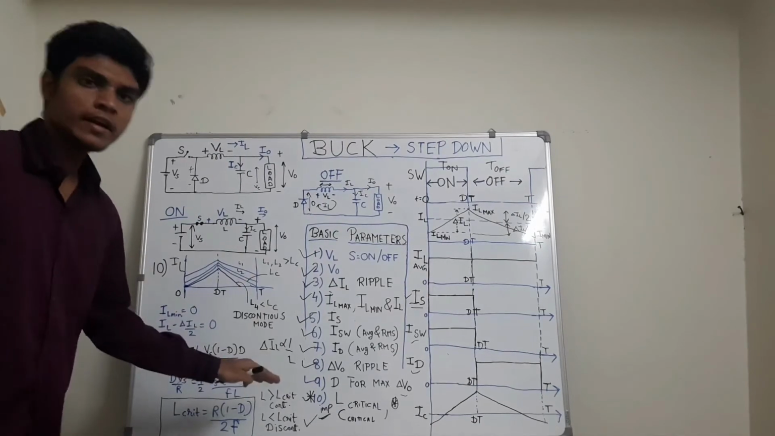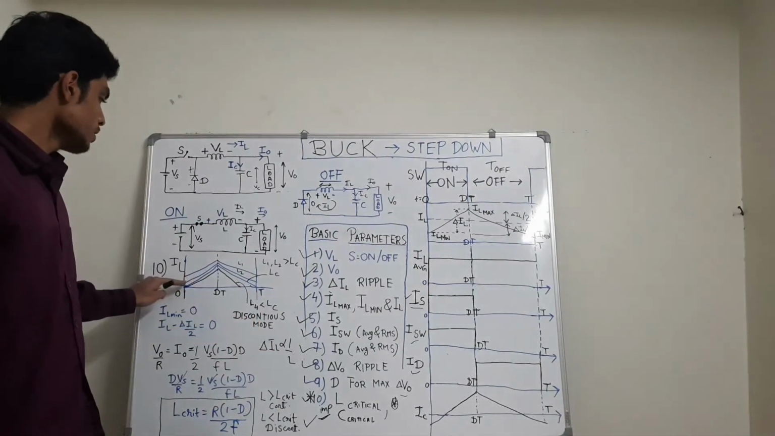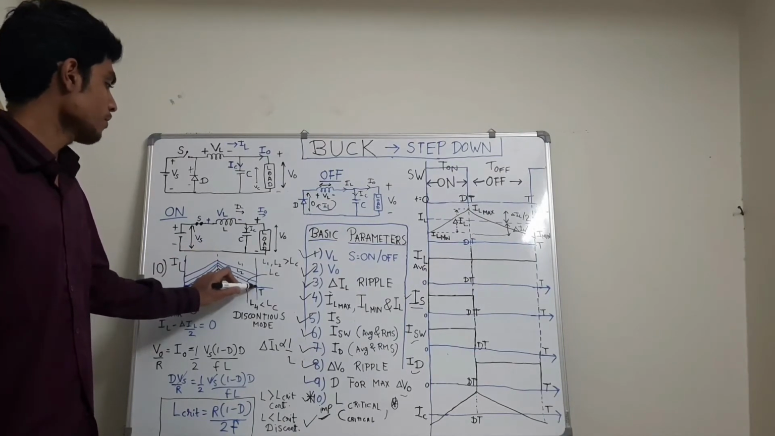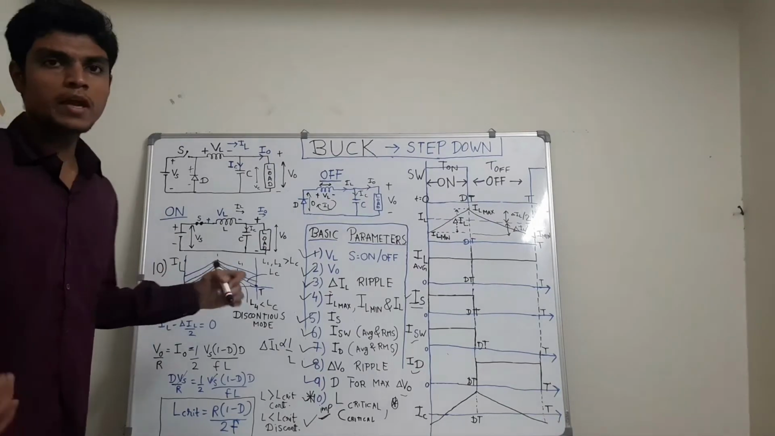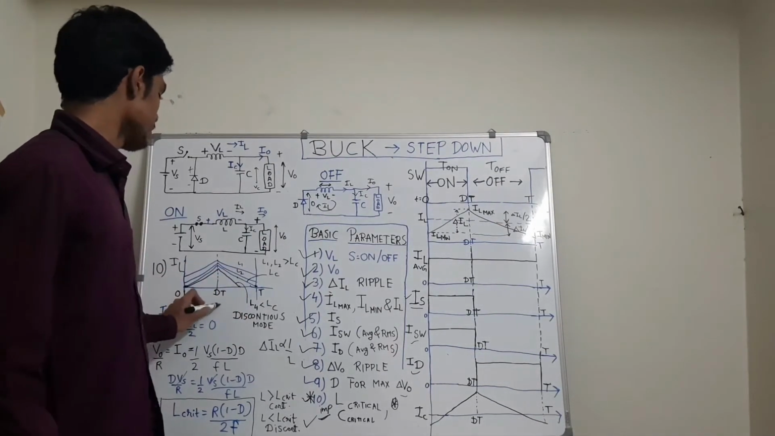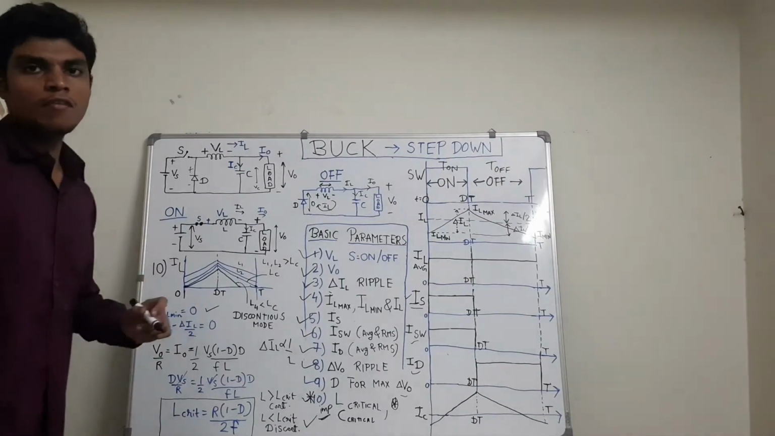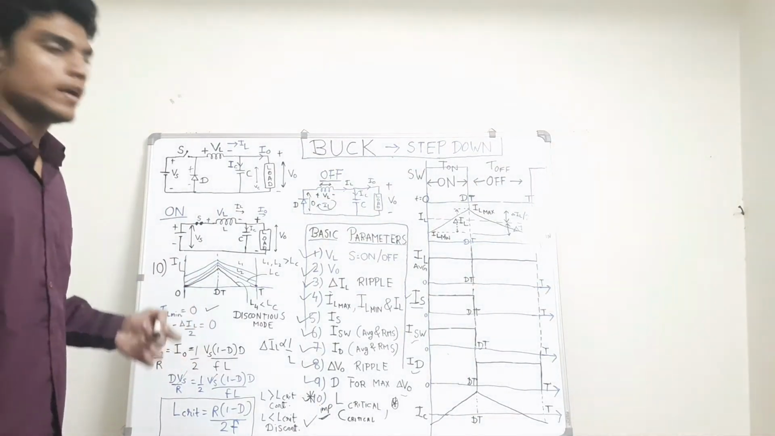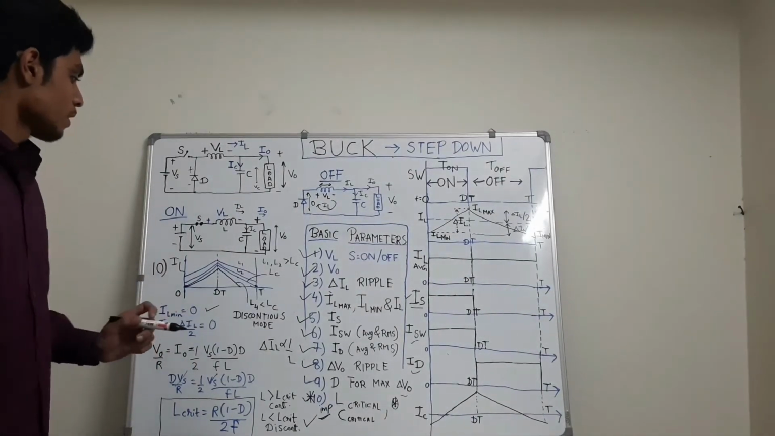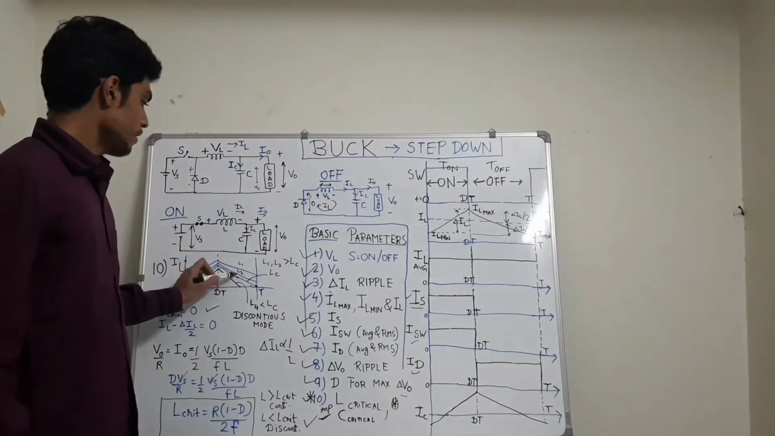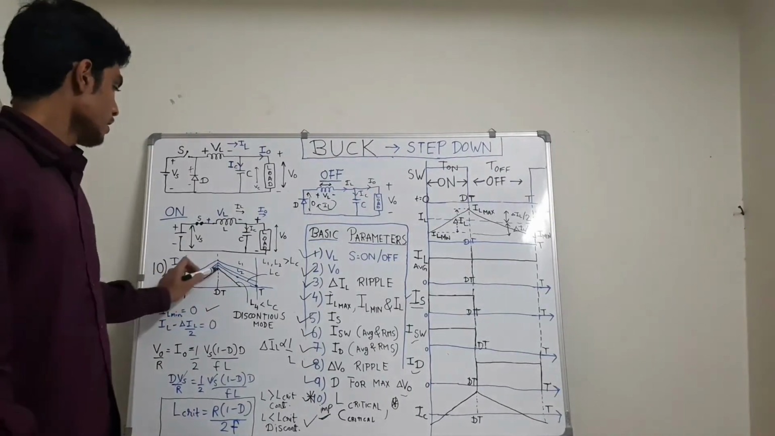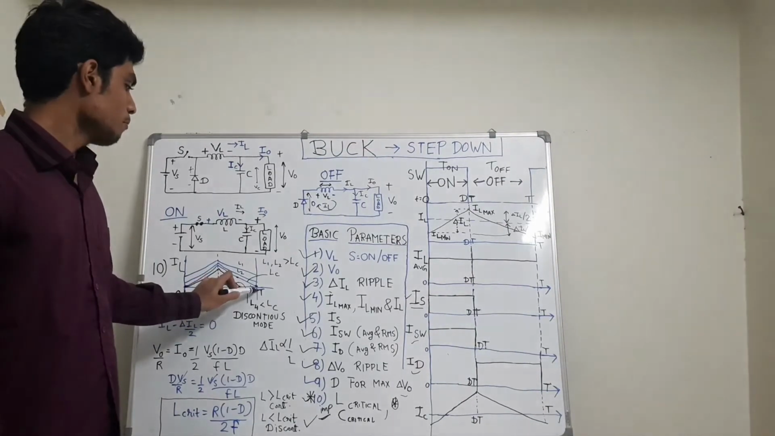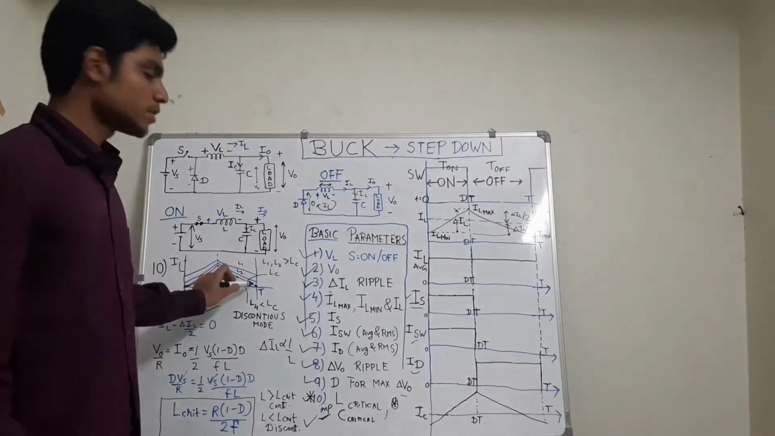Now if I still decrease the value of inductance to such a value, this is the third graph, that IL minimum value of current becomes 0, that is I minimum equals 0. The value of inductance at which the minimum value of current becomes equal to 0 is called the critical inductance. And if I decrease the inductance still further, then the current will decay to 0 before the completion of the off cycle.